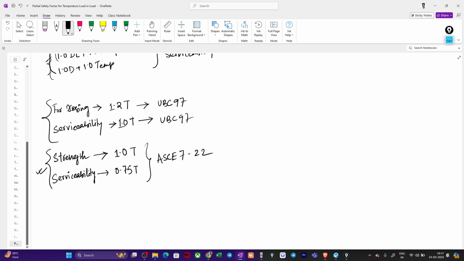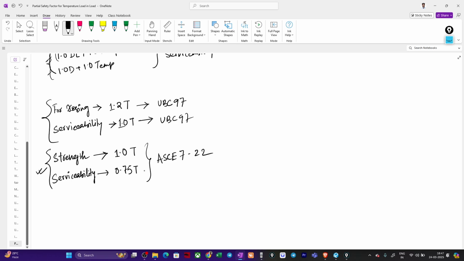And when the effect of temperature difference is very high and the forces developed are very high, we may go with the recommendations given in UBC 97, though it is not in use anymore, but there were some recommendations given. Because IS 875 also tells us that we need to decide based on the extent of the effect coming on the structure due to this particular load. So we may proceed with the recommendation of 1.2 times temperature load for strength design, and for serviceability 1.0 times the temperature load.